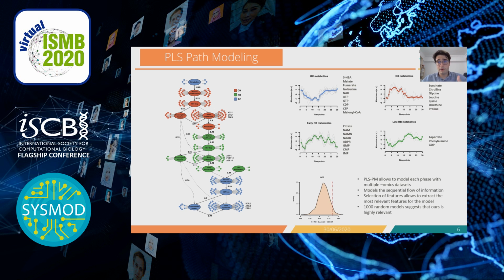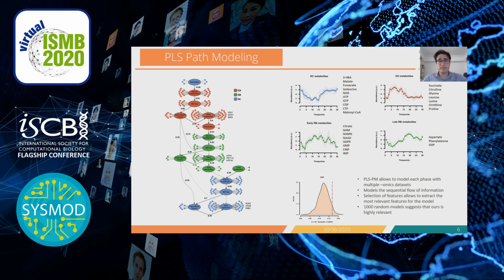Each latent variable is defined by its indicators, and the whole model is then subjected to a series of iterative calculations of coefficients that selects the best indicators for each latent variable and deletes the relationships that are not supported by our data. This allows the selection of metabolites that are more relevant to explain variability in the subsequent regulatory phases. One of the latent variables had to be split in two, as you can see here, into early RB metabolites and late RB metabolites, because they have very different patterns, as can be appreciated.